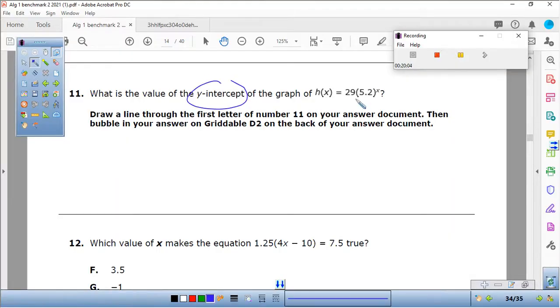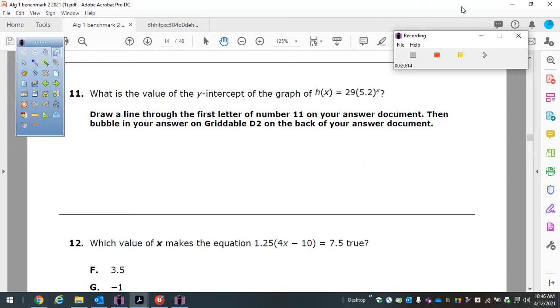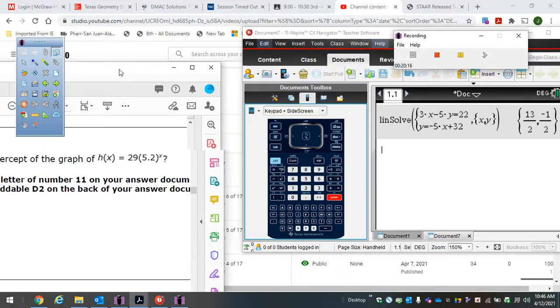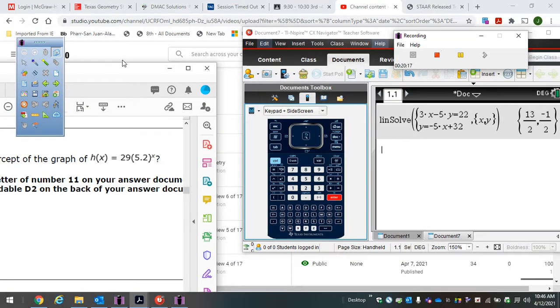What's the y-intercept of this? Remember, this is like your y. y equals 29 times 5.2 to the x. So we're just going to graph that. Now, sky's the limit. How you want to do this one? I don't know what to tell you.